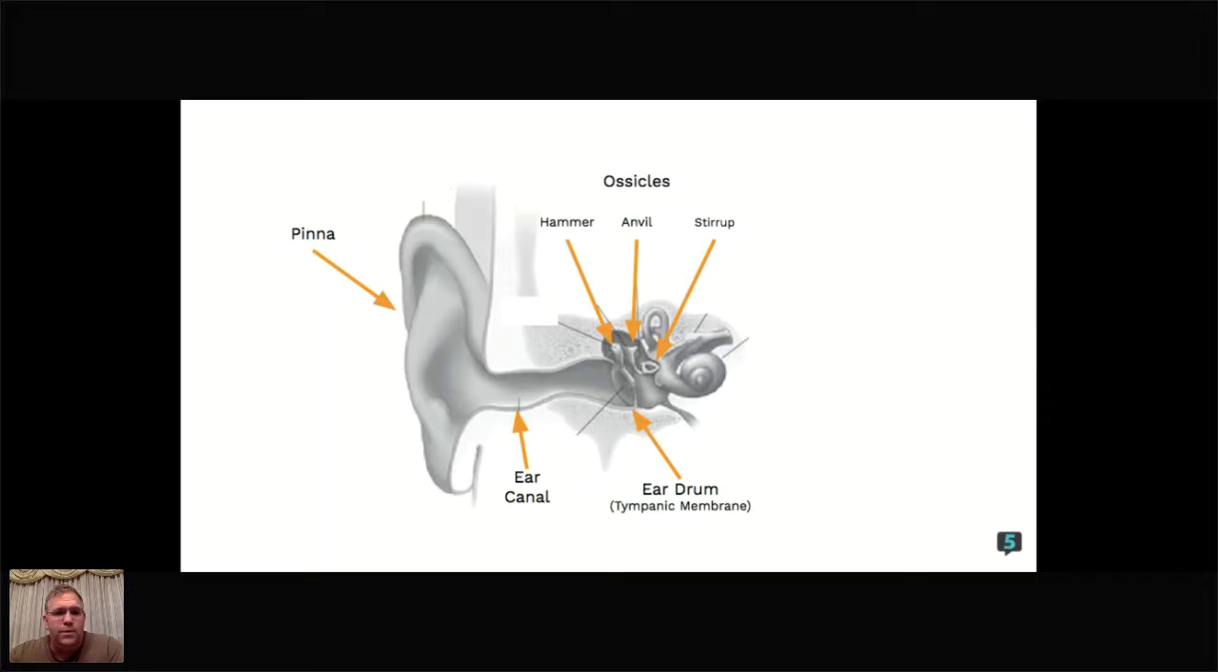As we move on here, the next part is this windy looking thing that kind of looks like a snail. It's called the cochlea, and this is actually your inner ear. This is the third part of the ear. The cochlea is this wound up coil that has tiny little hairs in it, and it's filled with liquid.